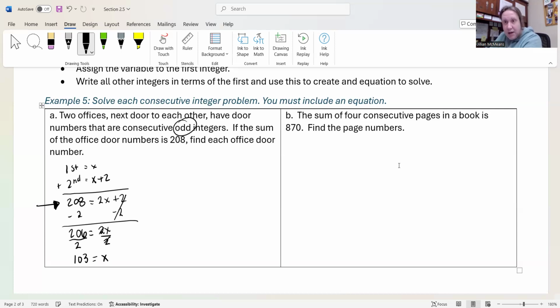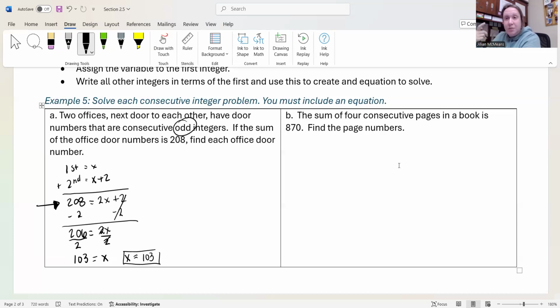I hate the way that looks personally as a mathematician. I never write the number equals the variable. I would always write this x equals 103. So in a situation where your variables kind of naturally end up on the right, you still want to write it where the variable ends up on the left at the end, okay?